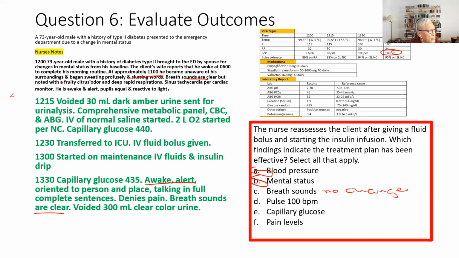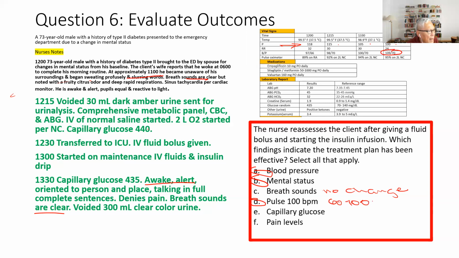How about the pulse rate? The pulse rate is here, 118, 115, 105, and 100. Is that good? Is that a reflection that it is normalizing? Yes. Okay. Because you remember that normal pulse rate is 60 to 100.